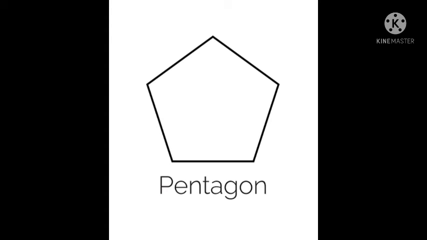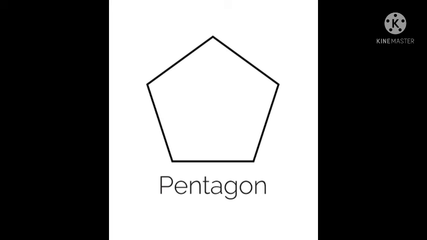Can you count the number of sides and corners? How many corners are there? Count with me. 1, 2, 3, 4 and 5. How many sides are there? 5 sides and 5 corners. So the name of this shape is pentagon. A pentagon has 5 sides and 5 corners.